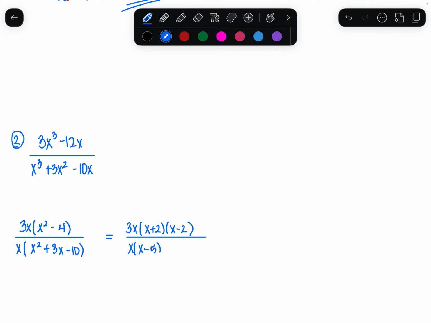So x plus 5 and x minus 2. That's what it should be.